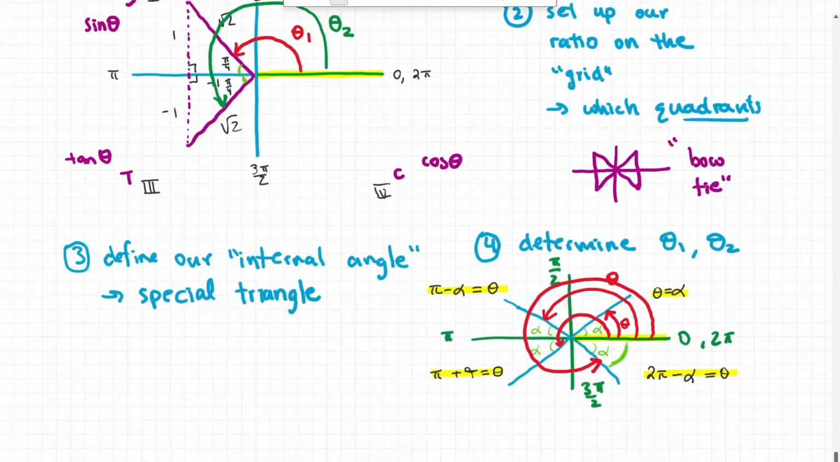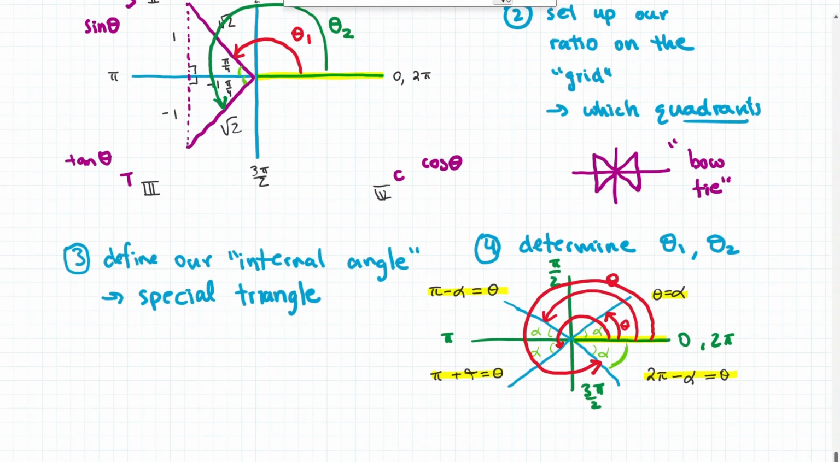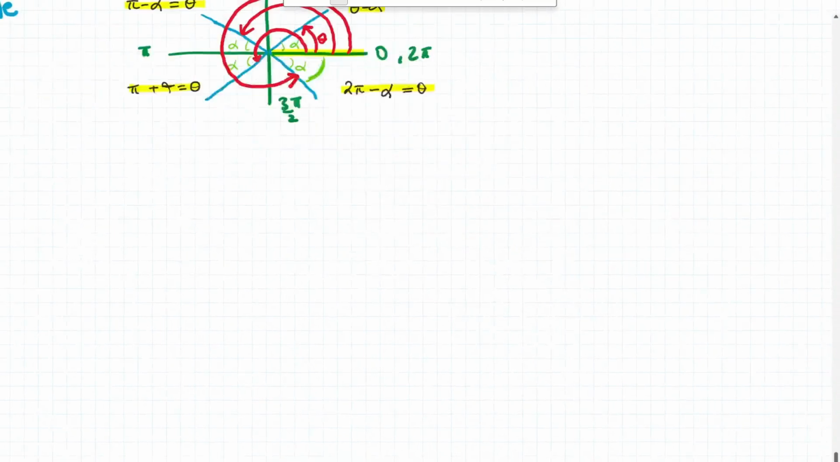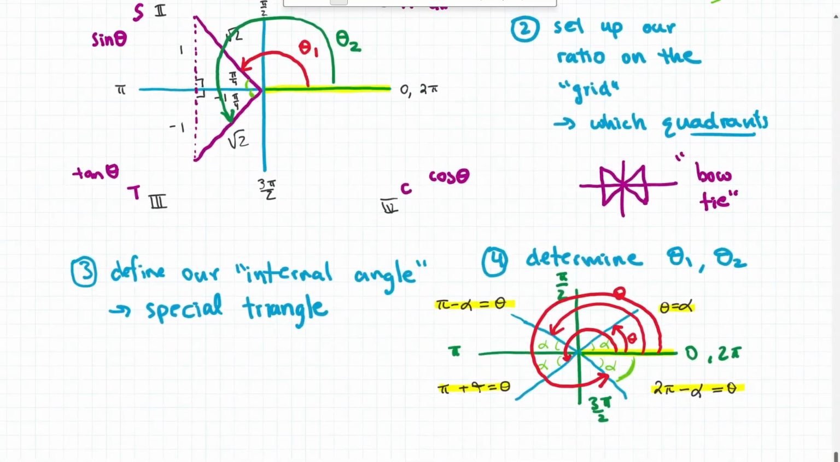Okay, so for our problem over here, let's go ahead and do step 4. So we're doing our step 4 over here. We have that our alpha in this case equals pi over 4. So that is our internal angle, our alpha. Okay, so our first one is in quadrant 2. What does our equation say? It says that pi minus alpha equals theta. So that will be our theta 1.